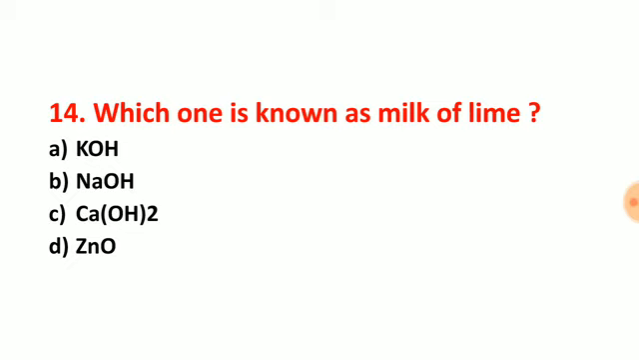Question number 14, which one is known as milk of lime? Milk of lime means Ca(OH)2. Ca(OH)2 is known as milk of lime. Question number 15, which one is known as tear gas? Tear gas is CCl3NO2. CCl3NO2 is known as tear gas.